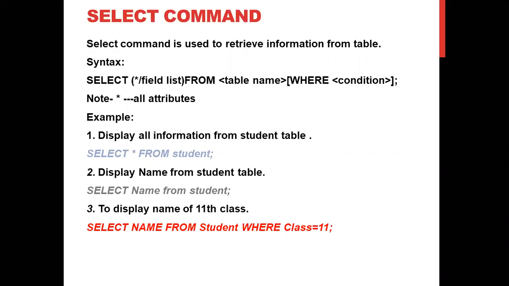Then we use this command, that is SELECT. The SELECT command is used to retrieve the information from a table. Next is either star, asterisk, or a field list, the particular attribute that we want to display. If we write star, it means all the attributes, all the columns will be displayed. Then again the keyword FROM, and this one is the table name, the name of the table where we want to show the data.